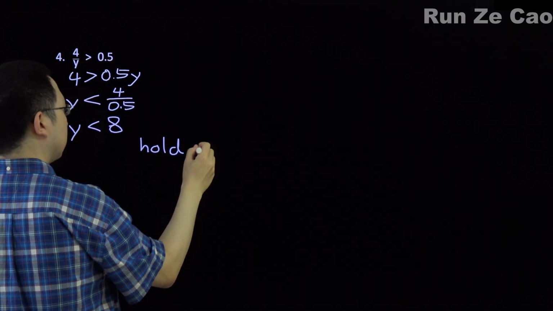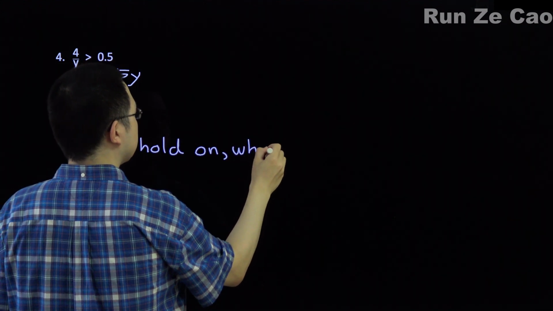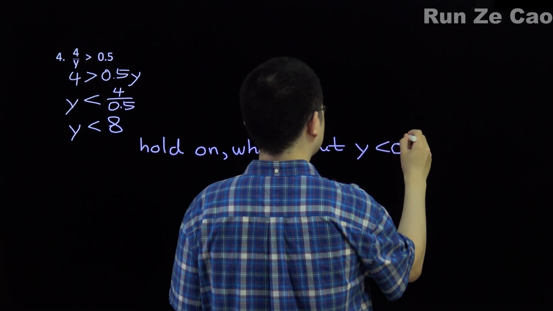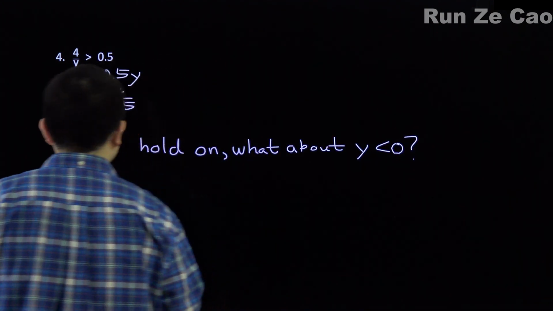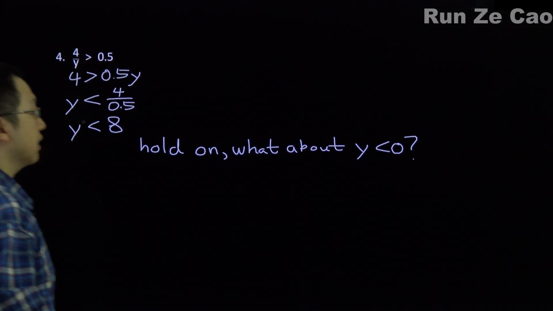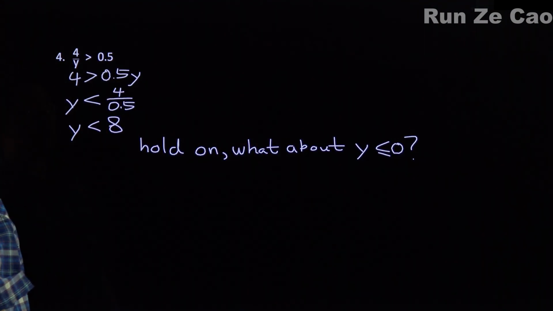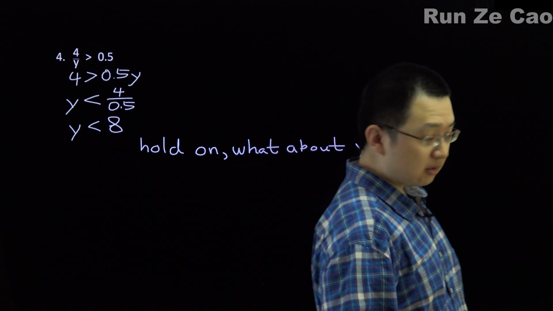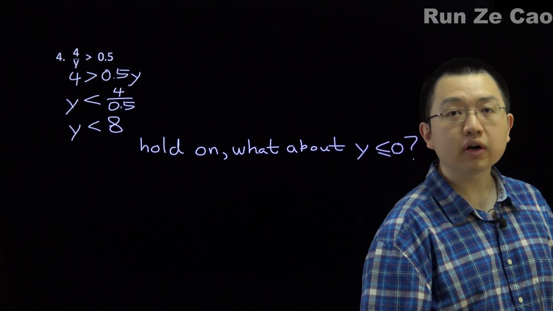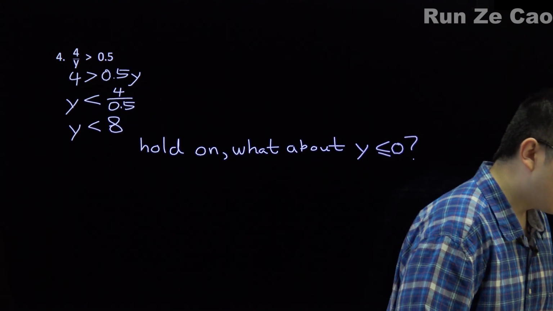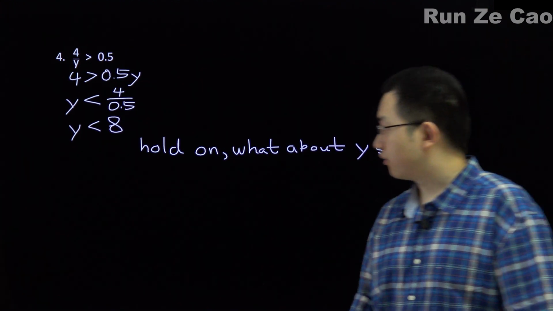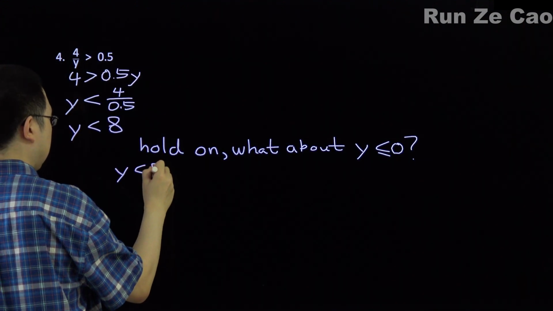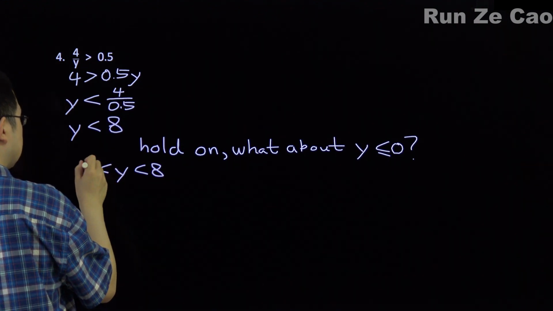Hold on. What about y is less than 0? Well, it doesn't work when y is less than, or equal to for that matter, 0. For y equals 0, you get undefined. And if y is less than 0, well, 4 divided by a negative number is going to be a negative number, which will be smaller than 0.5. So the actual answer is y is less than 8 and greater than 0.